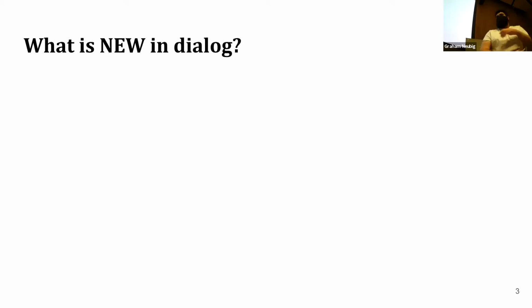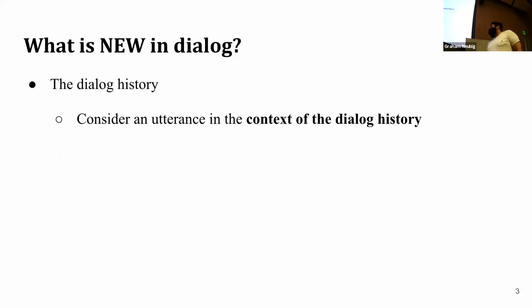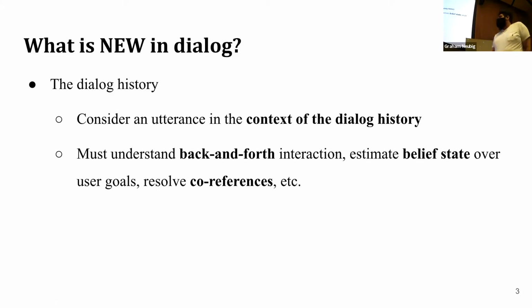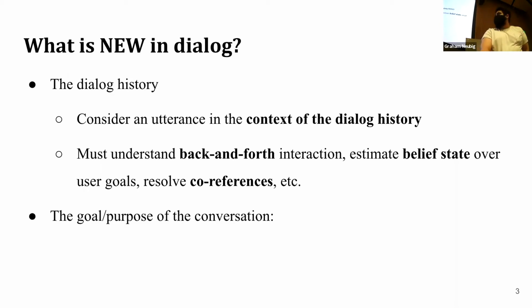Throughout this class, you have learned a lot about different NLP problems. So what's new in dialogue? First of all, the notion of the dialogue history is the biggest thing that is new in the problem of dialogue. The dialogue history requires you to consider an utterance in the context of the dialogue history. You must also understand the back and forth interaction, estimate a belief state over user goals, resolve co-references, and so on.